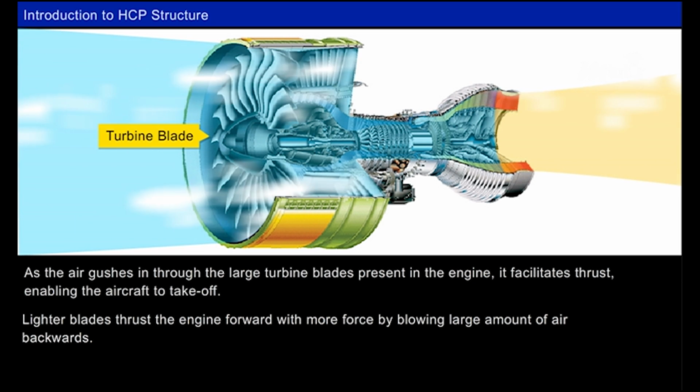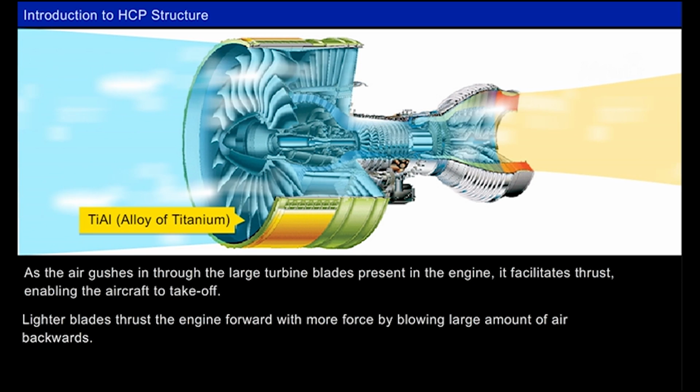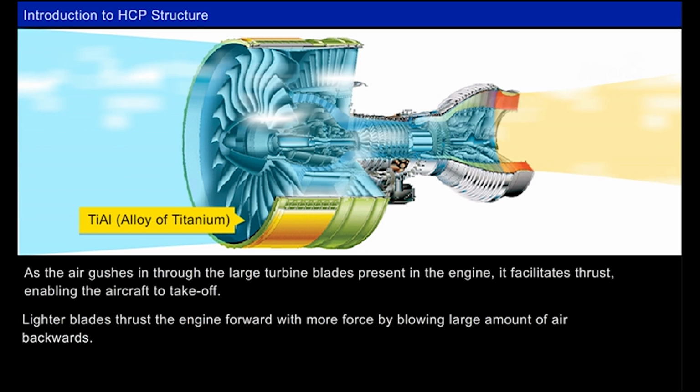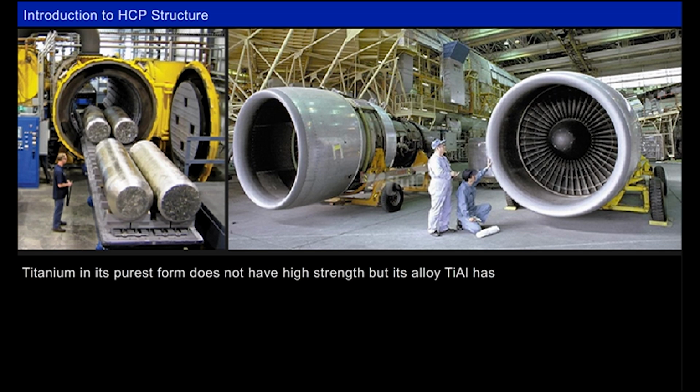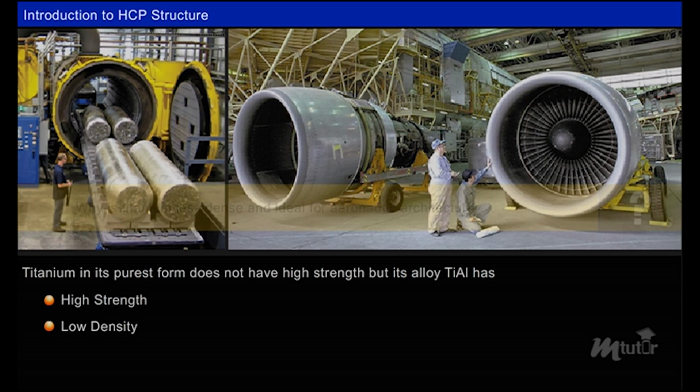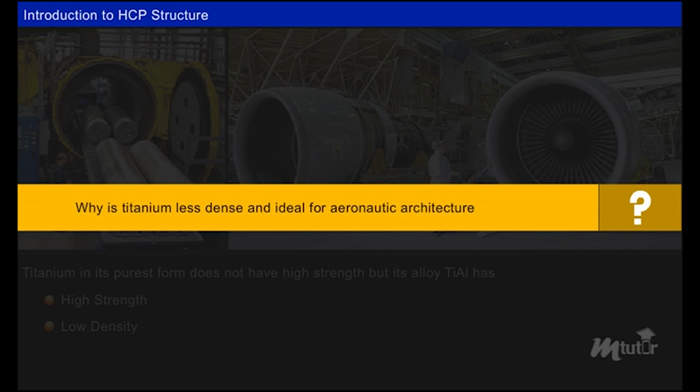The use of titanium aluminide in turbine blades has made it less heavy, around 45% in comparison to the traditional nickel alloy that has been used in the past. Titanium in its purest form does not have high strength, but its alloy titanium aluminide is a high-strength product with low density. But why is titanium ideal for aeronautic architecture?